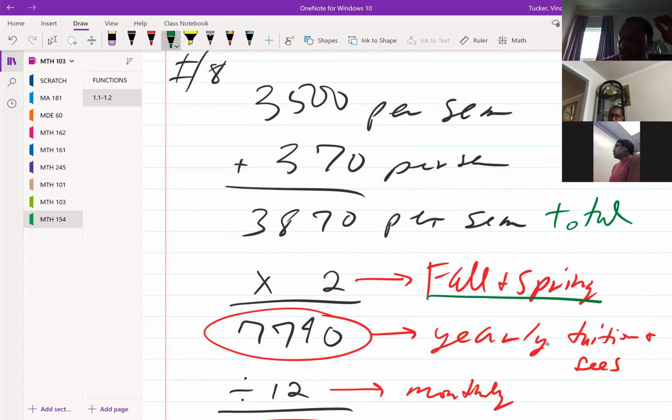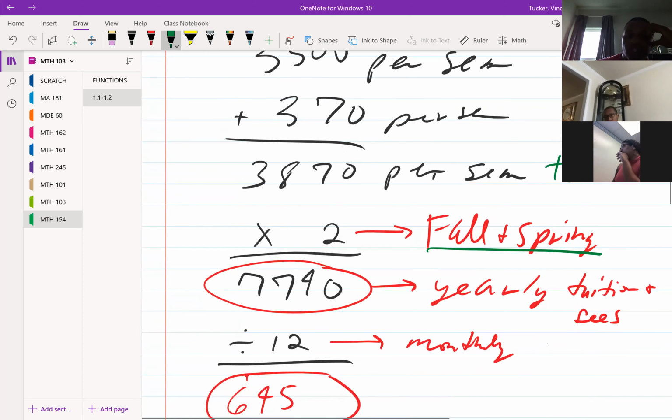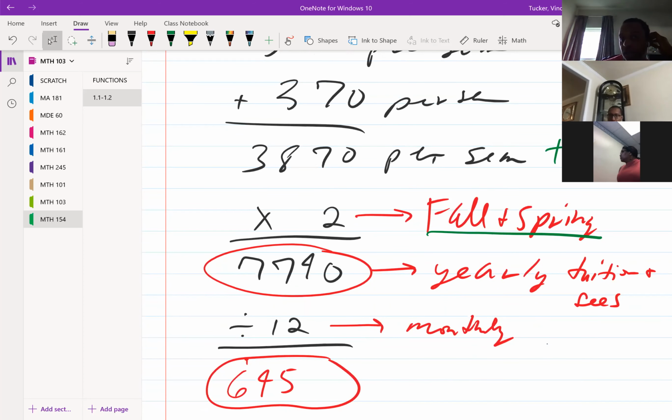And don't forget fall and spring are your 2 semesters for tuition. Normally summer is not included in that. As far as your semesters, normally summer is like extra. So you have 2 semesters, fall and spring. So you multiply that 3,870 by 2. Then if you want to know the monthly prorated cost, you divide it by 12, and that'll be $645.